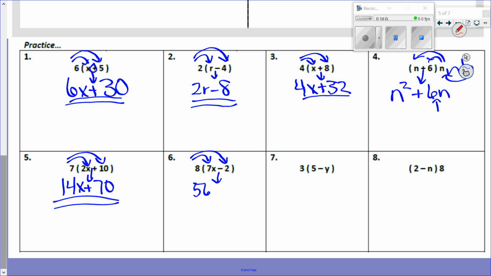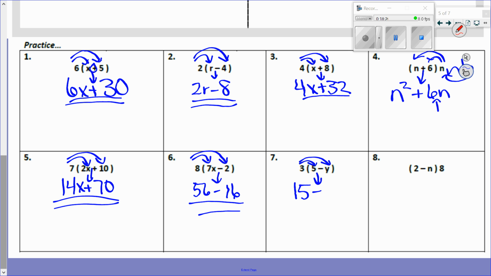56x. Sign comes down. It's going to be subtract. 8 times 2, 16. Guys, please be quiet. 3 times 5, 15.